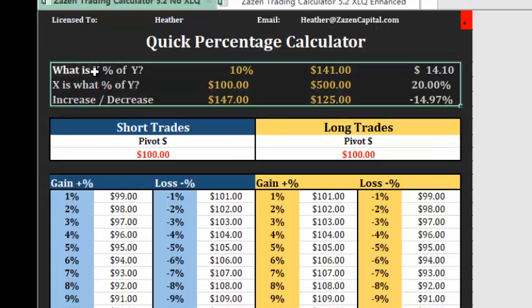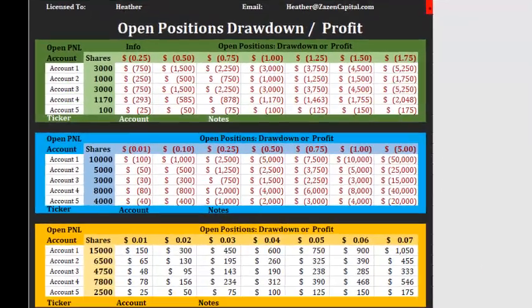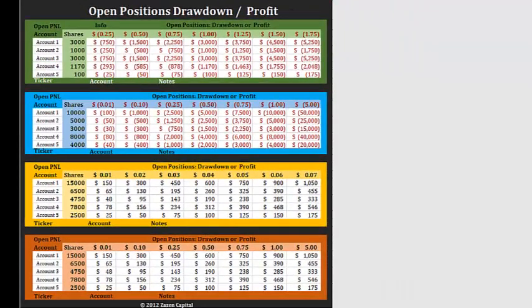It comes in handy. Some people have asked, why do you have so many different calculators? And it's because different people see things differently. Some people see certain things more easily than others. So it's nice to have many different ways of looking at risk and looking at profit and loss. This is the Open Positions Drawdown or Profit Calculator. You can have up to 5 accounts and you can have up to 4 simultaneous tickers.